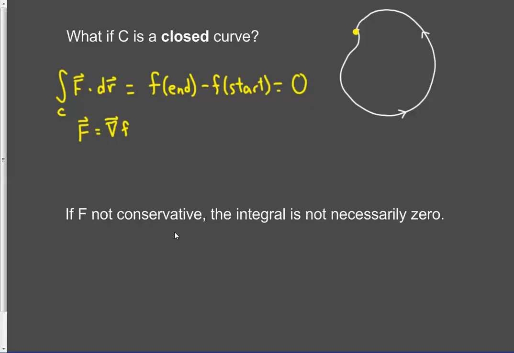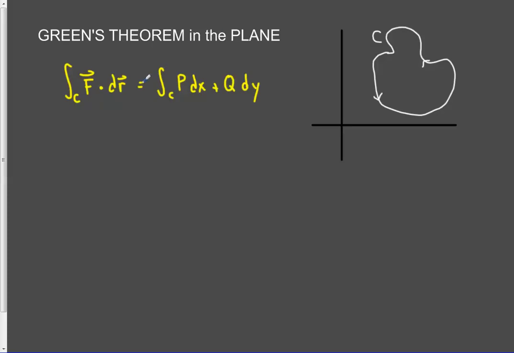There's another theorem that we can talk about that deals with line integrals of a vector field when you go around a closed curve. Okay, and this is called Green's theorem. So again, the setup is the following. We want to compute a line integral of a vector field dot dr over a closed curve C. And Green's theorem says that that integral is equal to the following.